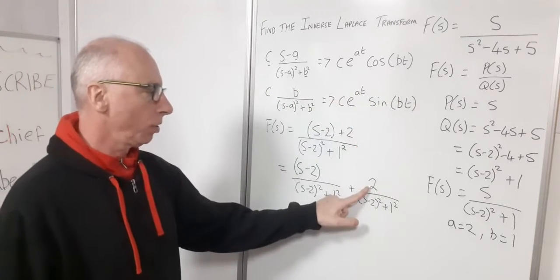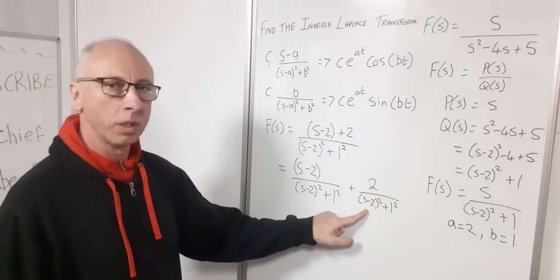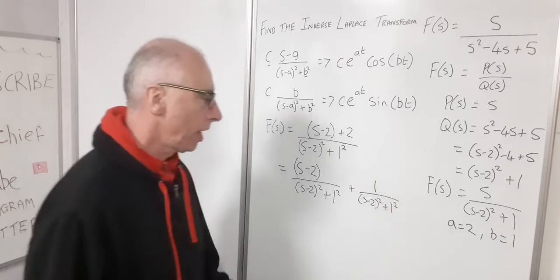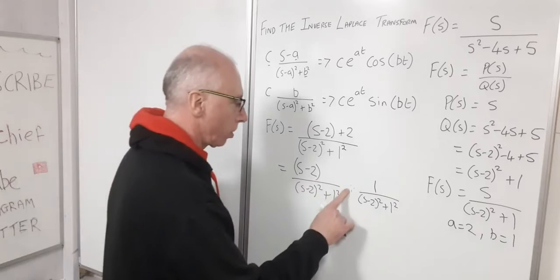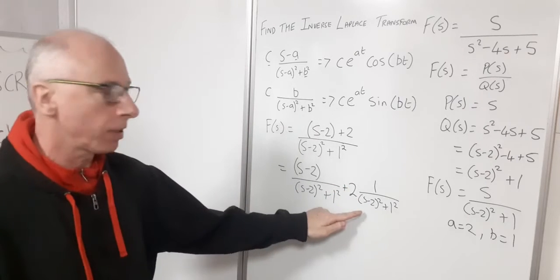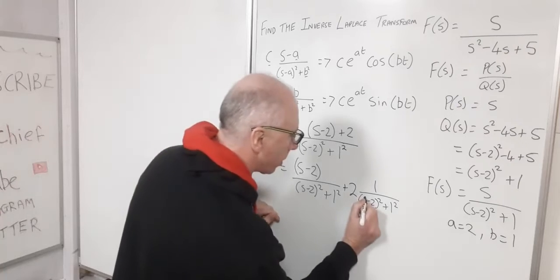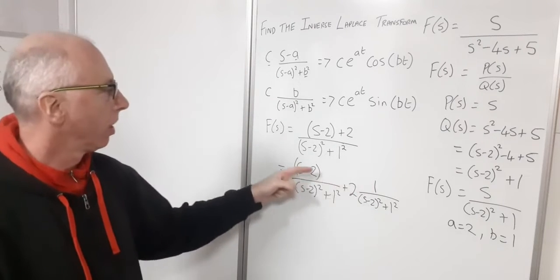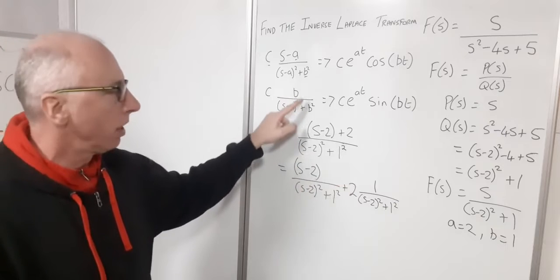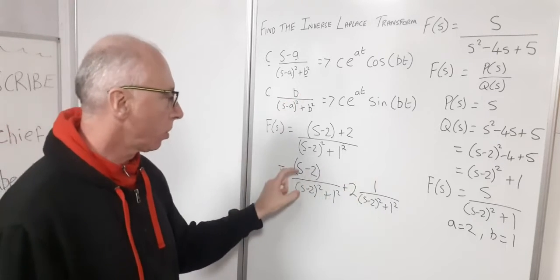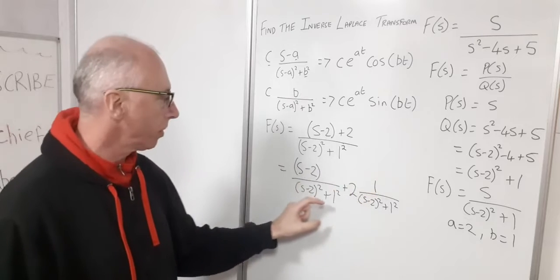Now 2 here, what I could do, I could rewrite that as a 1, put a 1 there, and then multiply the whole thing by 2. So if I put my plus sign there and bring the constant out to the front, I've got 2 times 1 over s minus 2 squared plus 1 squared and a 1. I've now got something that looks like this one. So this looks ready now for my Laplace transform.